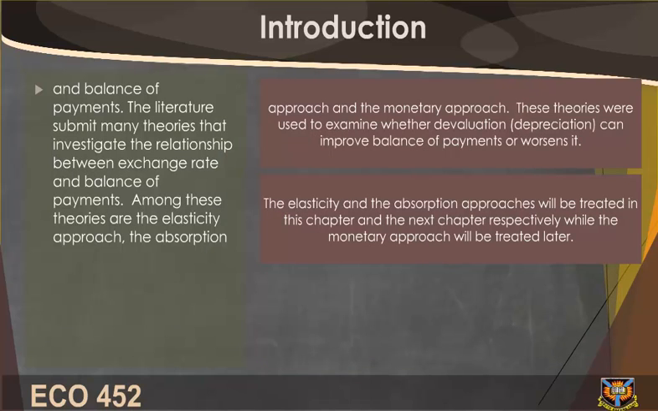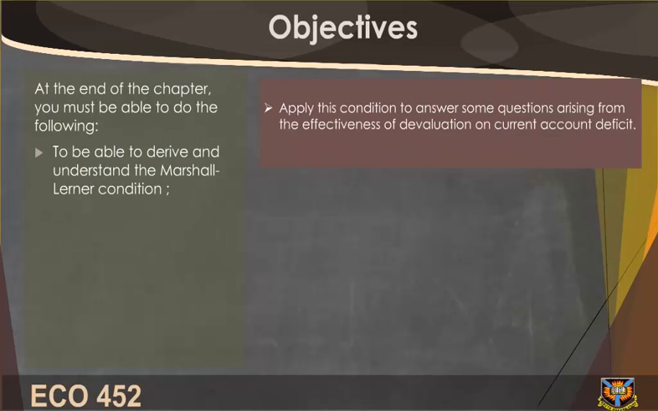The literature submits many theories that investigate the relationship between exchange rate and balance of payments. Among these theories are the elasticity approach, the absorption approach, and the monetary approach. These theories were used to examine whether devaluation or depreciation can improve balance of payments or worsen it. The elasticity and the absorption approaches will be treated in this chapter and the next chapter respectively, while the monetary approach will be treated later.